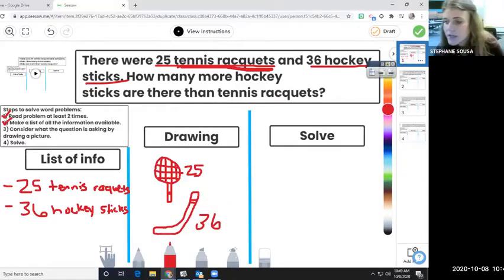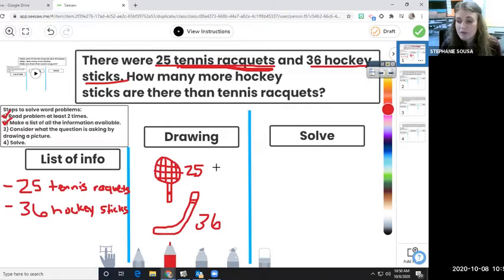So our question, as you're writing, says, how many more hockey sticks are there than tennis rackets? It already told me that I have more hockey sticks. So I'm trying to figure out how many extra or how many more hockey sticks there are than tennis rackets, which means I'm going to be removing the same number of hockey sticks as there are tennis rackets. So I'm going to be seeing how many more there are of the hockey sticks. When I am asked how many more there are of something, this is going to be a subtraction problem.